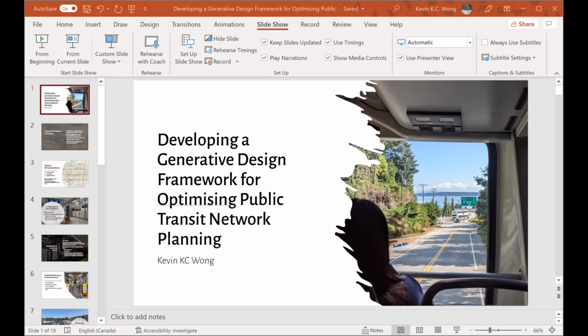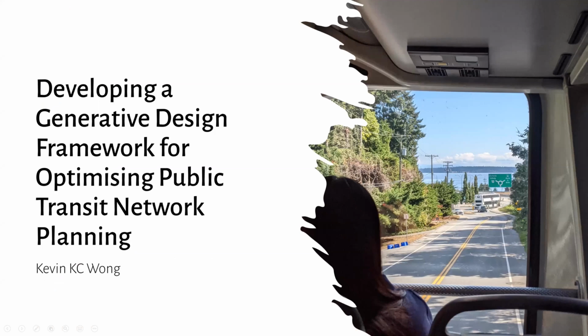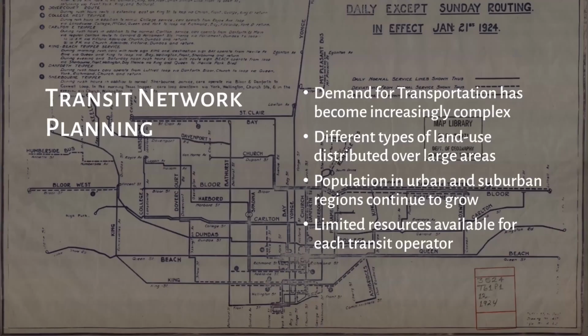All right, good morning. Today I'm going to present what I've been working on for some time now. It is going to be a generative design framework for optimizing public transit network planning. This is really a workflow of sorts to using something called generative design, which I will introduce in a second, to optimally design networks using more of a computational approach. But we'll begin talking about transit network planning and some of the challenges that are associated with it.